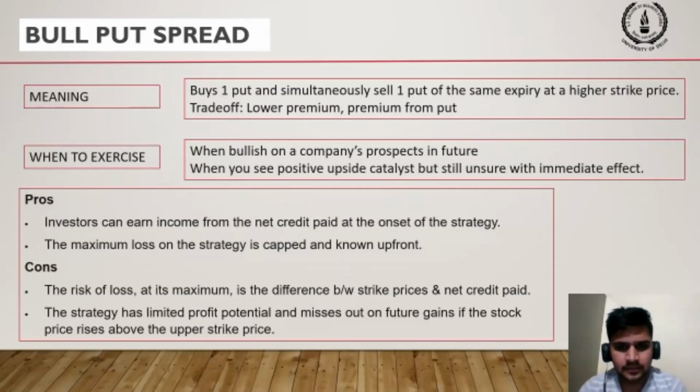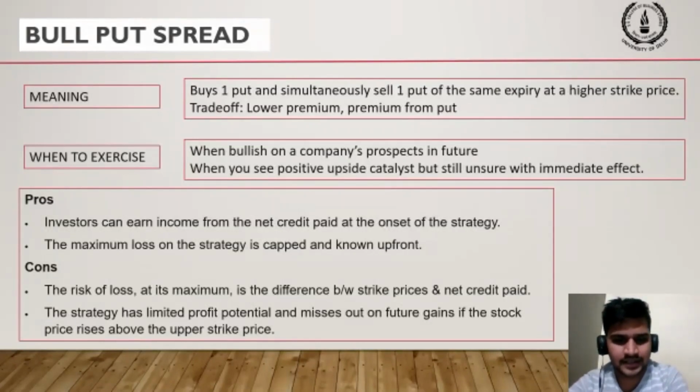Okay, since the puts lose value as the underlying value increases, as I explained before while explaining the put option, both options would expire worthless if the underlying price finishes higher, ठीक है, than the higher strike. Therefore, the maximum profit would be the premium received from writing the spread. So those who are basically bullish on an underlying stock could thus use a bull put spread, but they are not very sure, but still they are bullish, to generate income with limited downside.